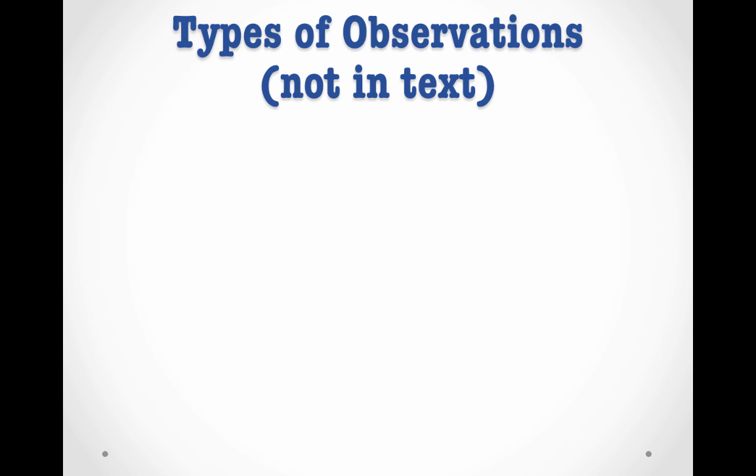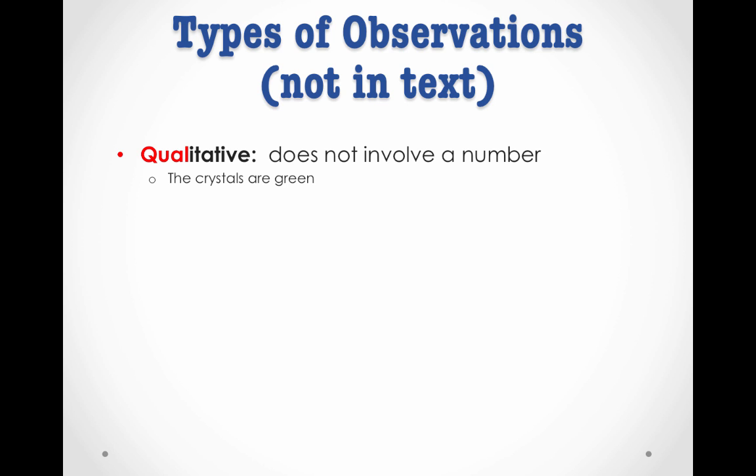In this class, we'll be dealing with two different types of observations. The first type is a qualitative observation. Notice this term qualitative starts with the root qual, meaning quality. This does not involve a number. For instance, the crystals are green. The sample is heavy. The balloon is shrinking. These are all qualitative observations. None of them are measurements of any quantity.